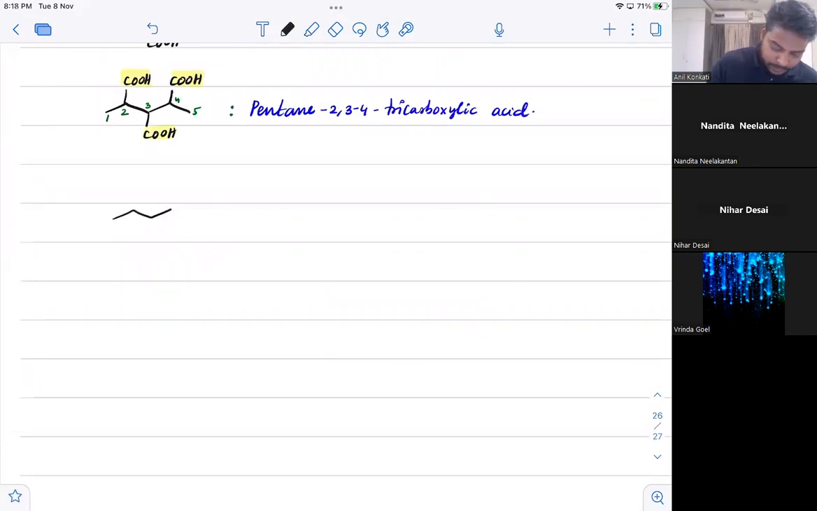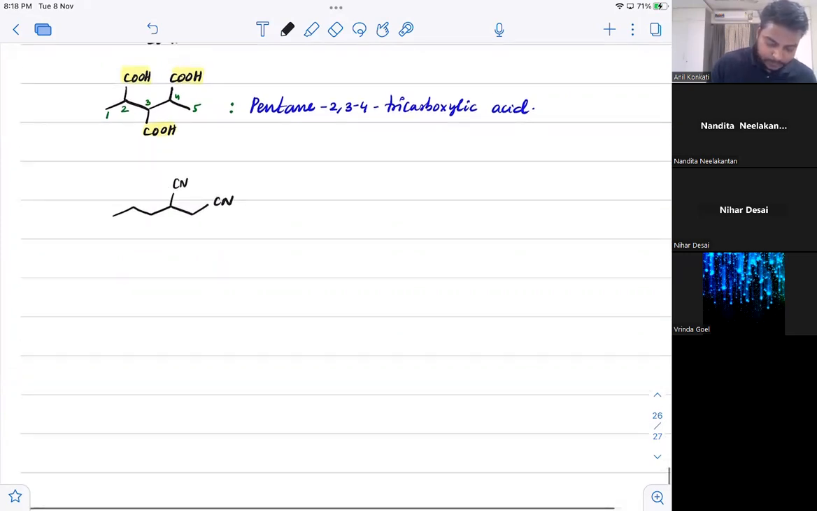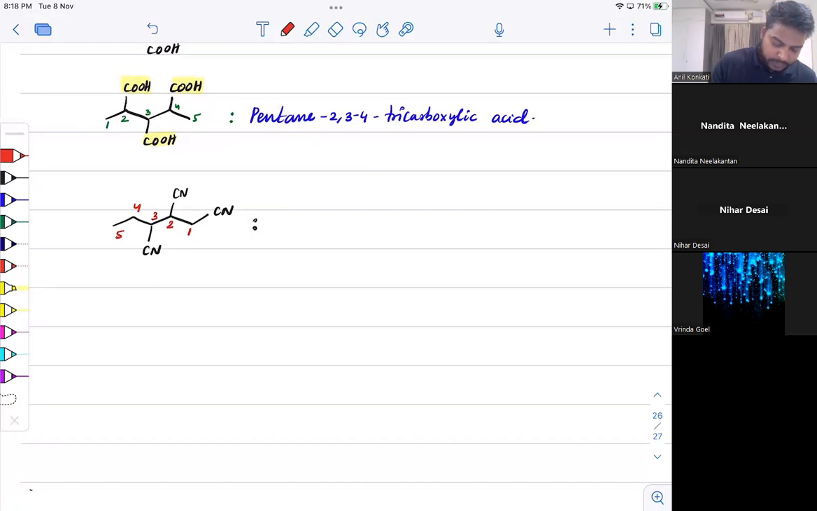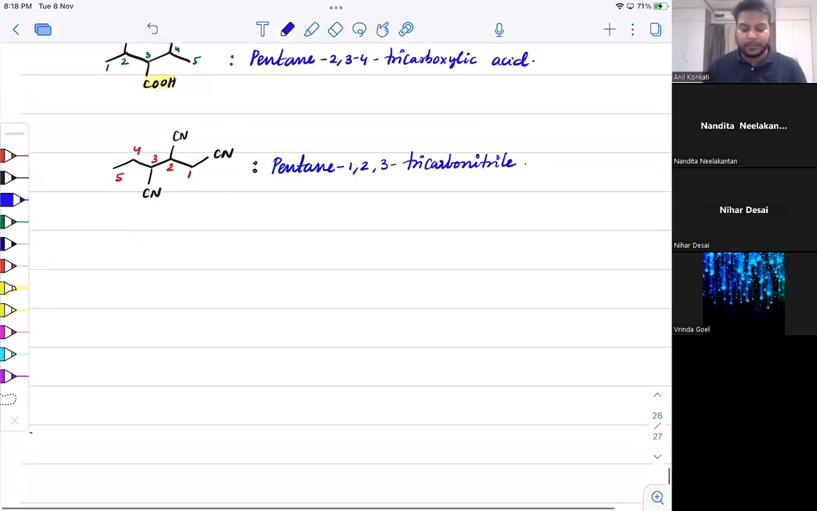Suppose you have a cyanide here, a cyanide here, and one more cyanide here. Now, how do I start numbering? You look out for the longest chain which has all the cyanides possible. So the numbering starts from here: 1, 2, 3, 4, 5. As per the new IUPAC, this is pentane, so we write the complete name as pentane. Then 1, 2, 3 has tri-carbo. You write it as carbonitrile. So you have to add that word carbo.